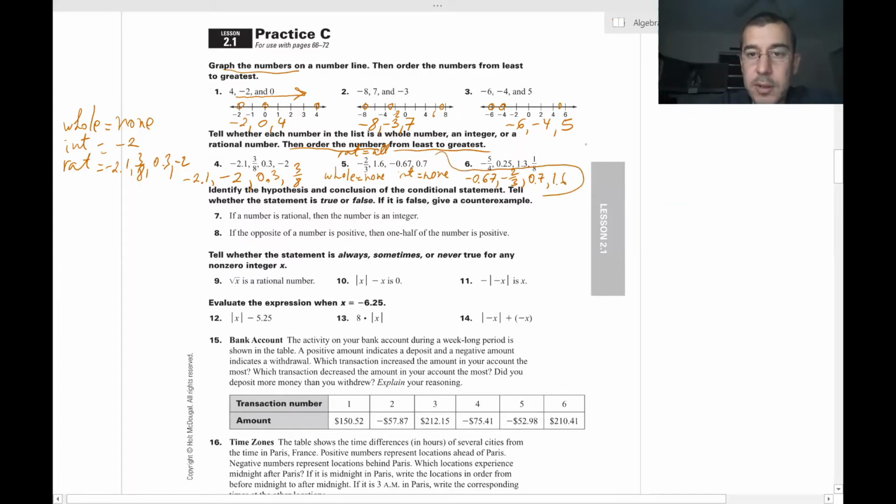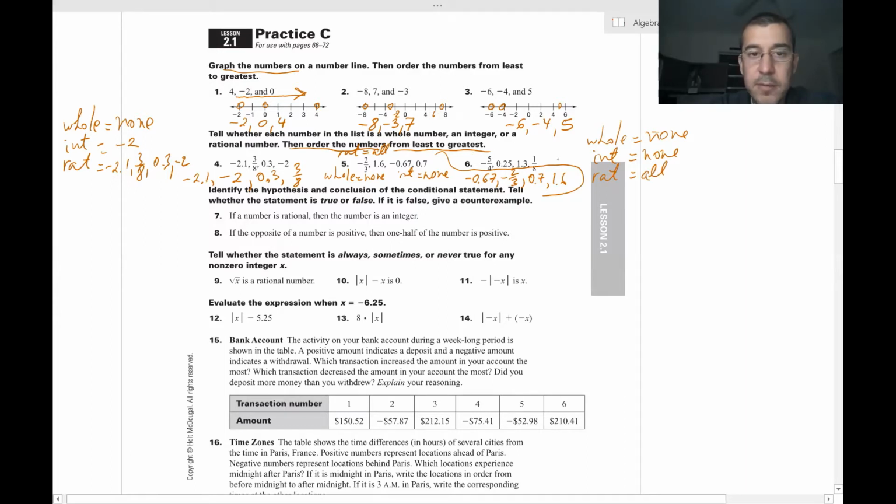Number 6, whole numbers. The first one is not, second one is not, third one is not, fourth one is not, so none. Integers, first one is not, second one is not, third one is not, fourth one is not, so none. And rational, all 4. Okay.